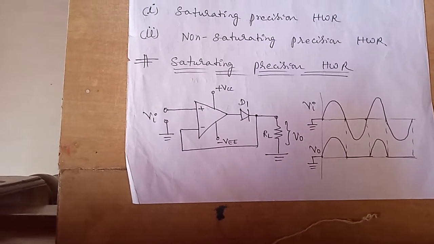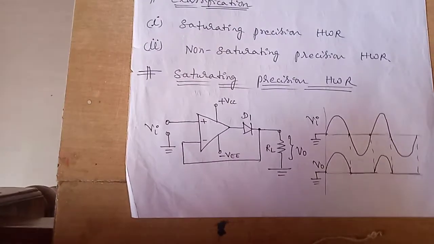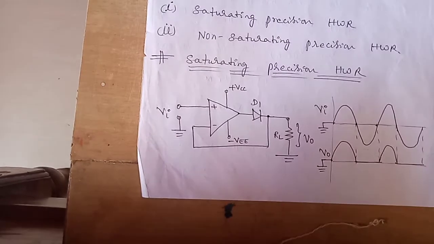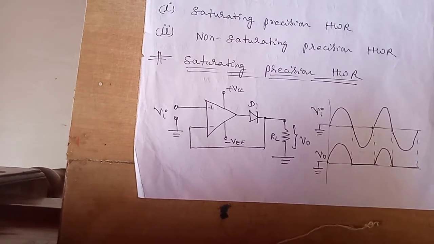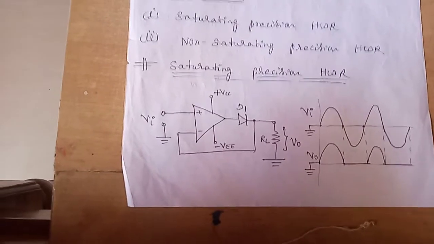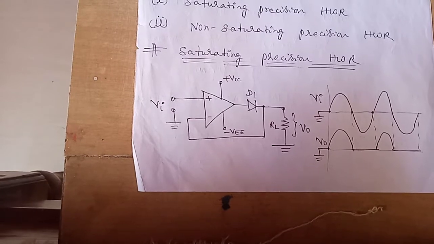Good morning everybody. In today's session we shall start with the saturating precision half wave rectifier. There are two types of half wave rectifier: one is the saturating and the other is the non-saturating half wave rectifier. Today we shall take up the saturating precision half wave rectifier. In this rectifier, we can see the circuit.